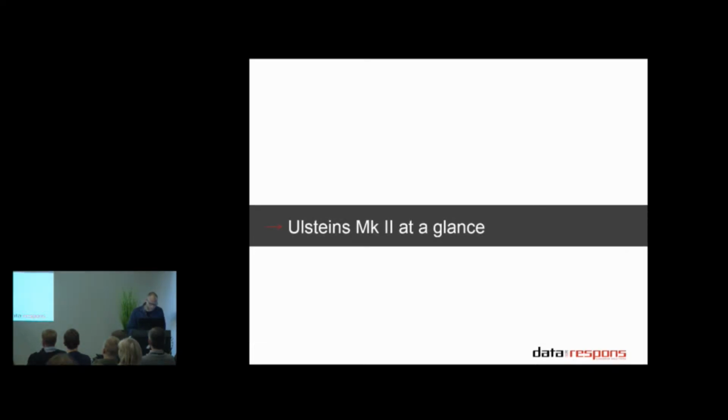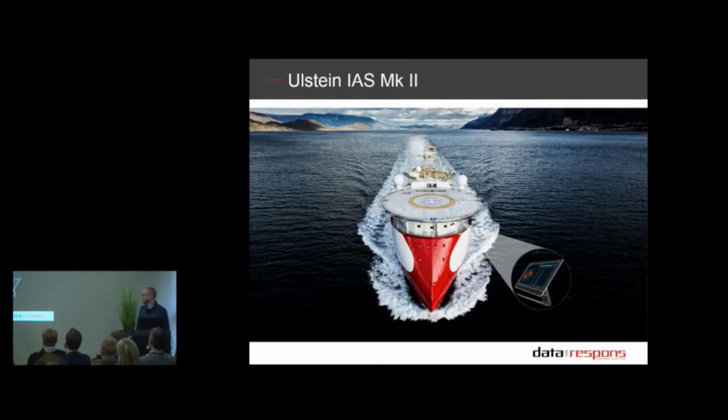OK, so Ulstein, which you might know, makes ships. They build the ships, and they also make the control system for the ship. What we have here is a picture of a very nice boat, and an example of the control system in the bridge. What Ulstein set out to do was to create a new control system for a boat.